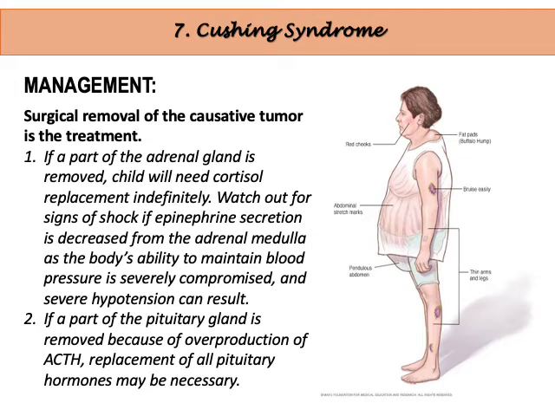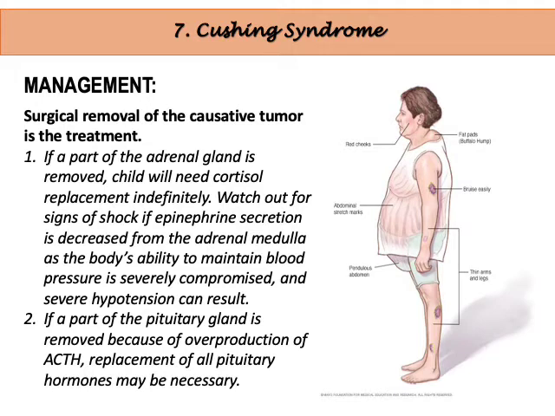Surgical removal of the causative tumor is the treatment for Cushing syndrome. First, if it is from the adrenal gland and part of the adrenal gland is removed, the child will need cortisol replacement indefinitely. It is important to watch out for the signs of shock because epinephrine secretion is decreased from the adrenal medulla. The body then has problems maintaining blood pressure, and severe hypotension can result.